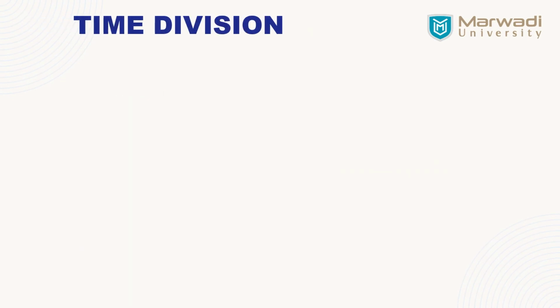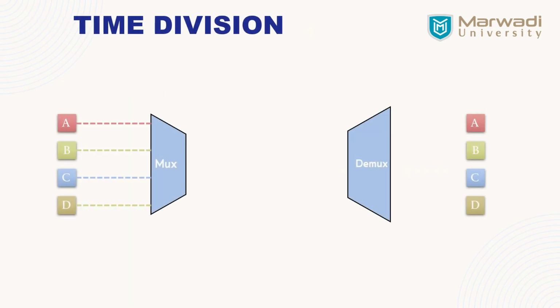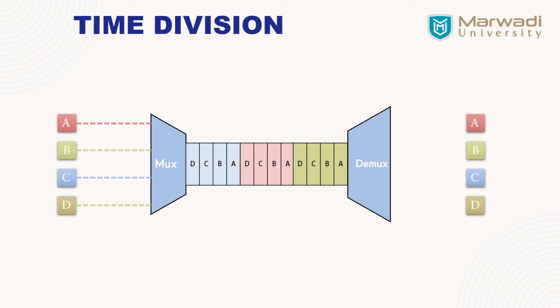Second, we see time division multiplexing. The multiplexer allocates the full bandwidth to one user at a time, for a certain time or duration. This process is repeated, and at the receiver side the demultiplexer collects all the data and gives the output as the original data.